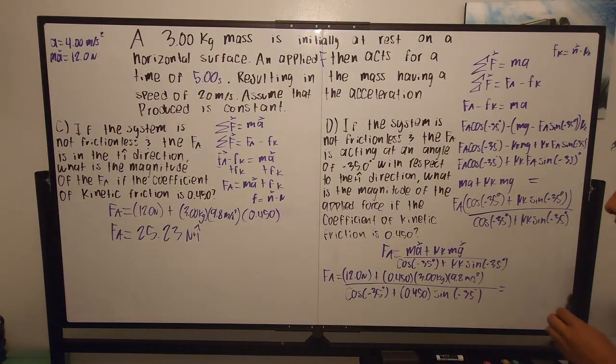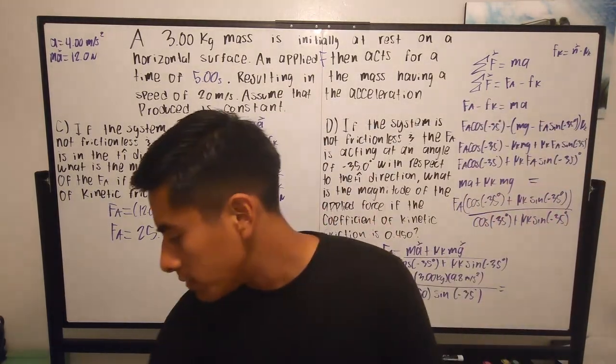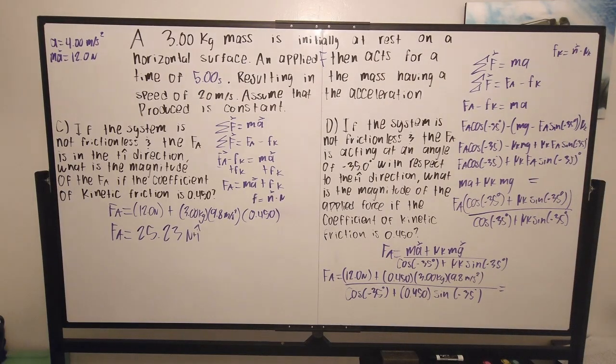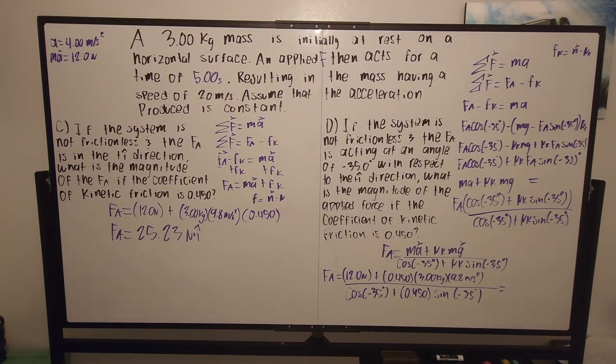Plugging that into your calculator, you will get that the force applied is equal to 44.969 newtons in the positive i hat direction.